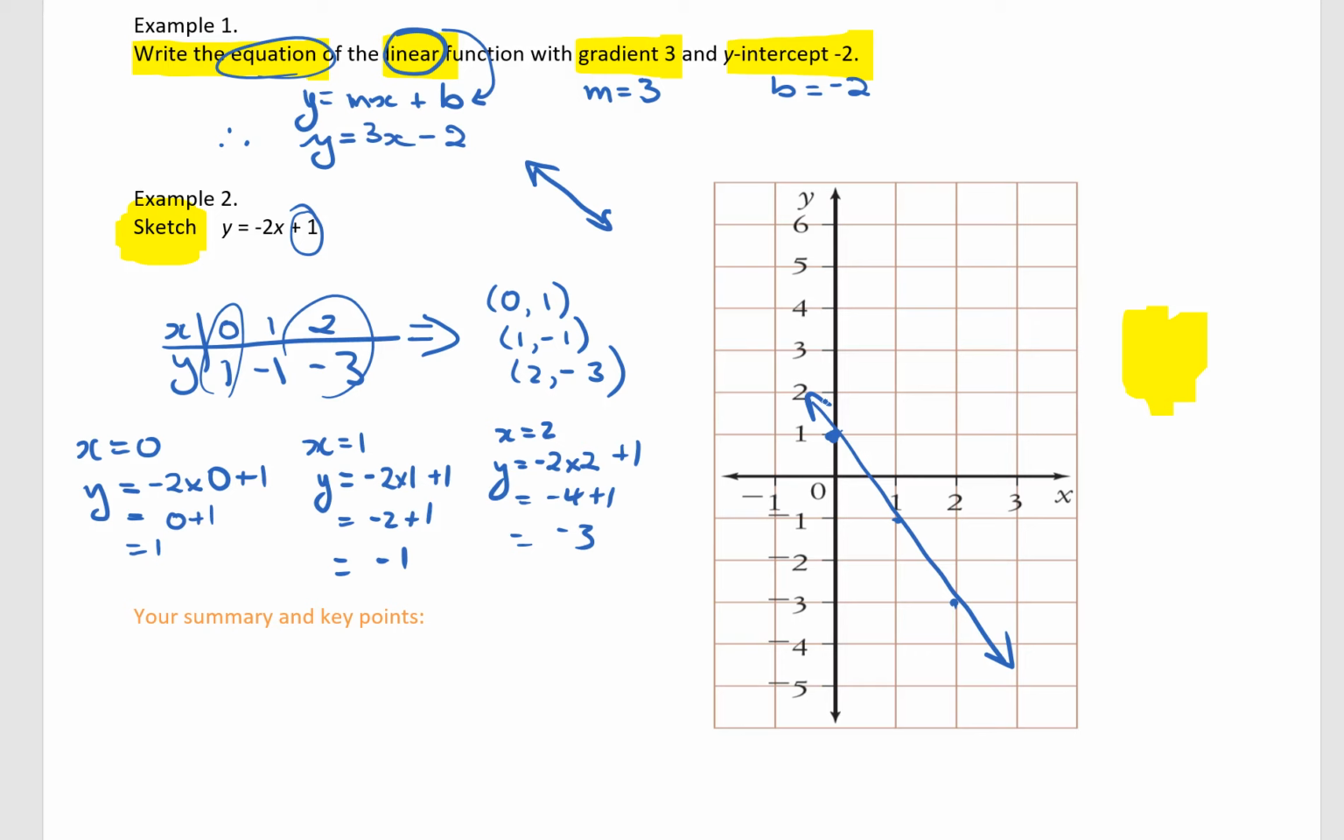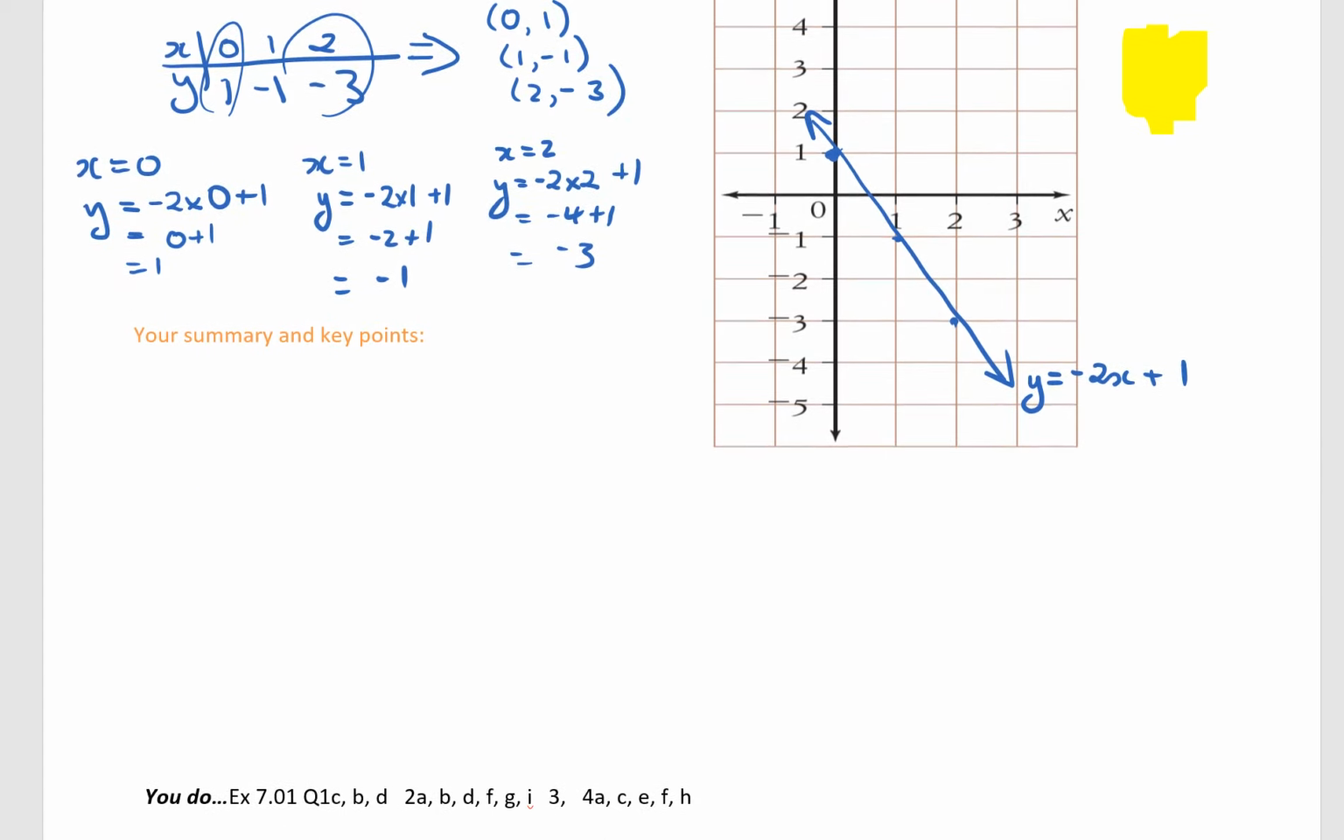Okay, so that's it. Just out of courtesy, we write the name of this straight line, which is y equals -2x plus 1, just in case we then ever have to draw another linear function on here. We want to distinguish between their names. I'd ask you to do then some of these easier questions for homework, and we'll deal with the more difficult ones in class.